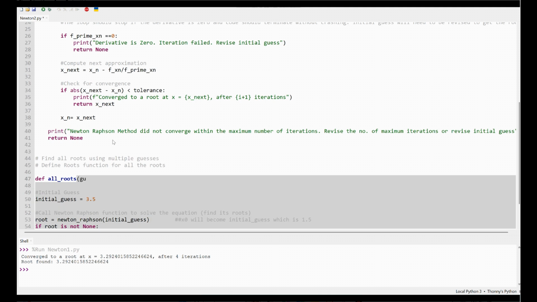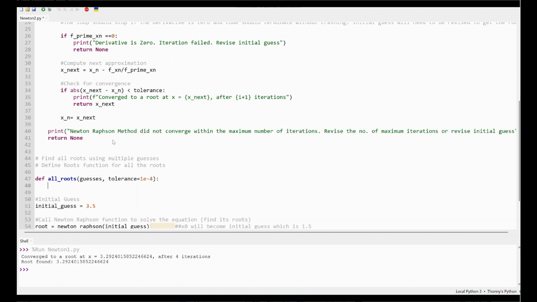So let's say all_roots, with arguments guesses and tolerance. And I think over here I will say roots is equal to brackets, which means that it's an empty list of roots, and whenever a root is found, it will be stored here and displayed as the answer.